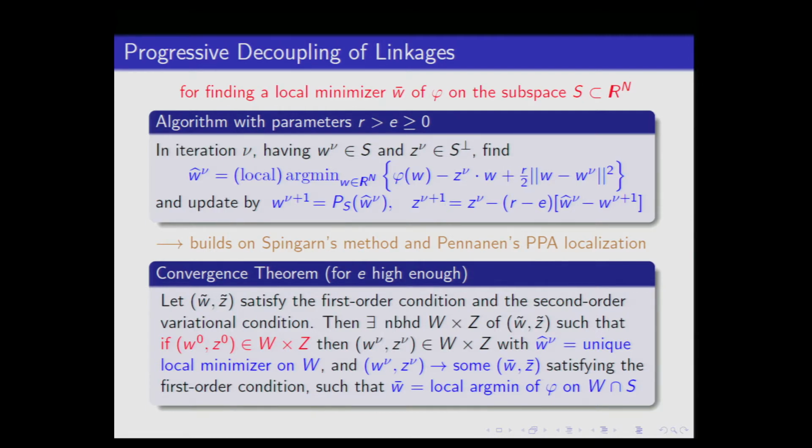And then that pair will actually converge to some pair that not only satisfies the first order condition, but in fact gives the local argmin on that W. So rather than going for a Kuhn-Tucker point, what this does, knowing that the variational sufficient condition is satisfied, I will get convergence to, the trouble is I can't tell you how I would know when I'm in that neighborhood.